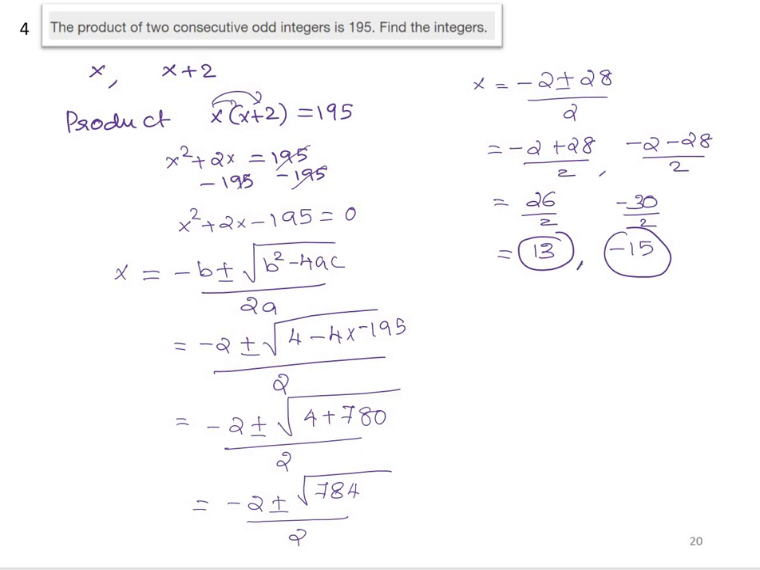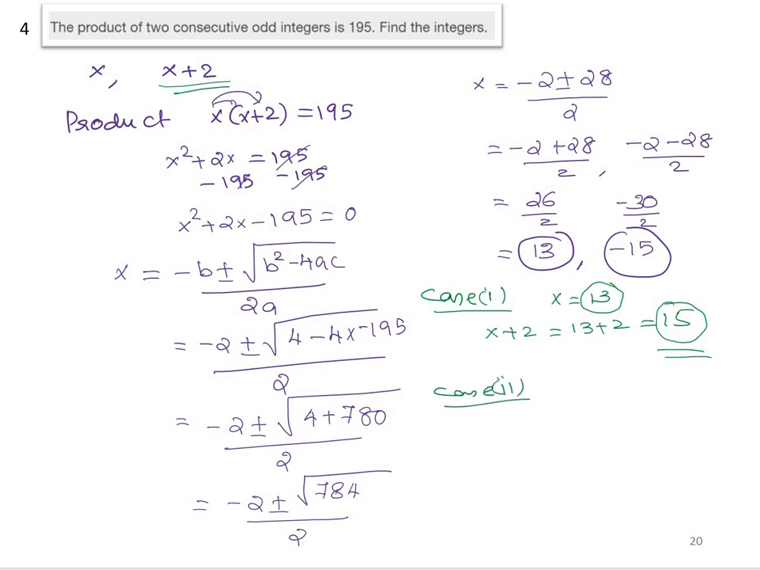So let us consider this as two cases. Case 1, x is equal to 13. Then the next integer is x plus 2. So x plus 2 is 13 plus 2, that is 15. So if we consider one integer as 13, then the next consecutive integer is 15. So both are positive integers. Now case 2, x is equal to negative 15. Then x plus 2 is the next odd integer.